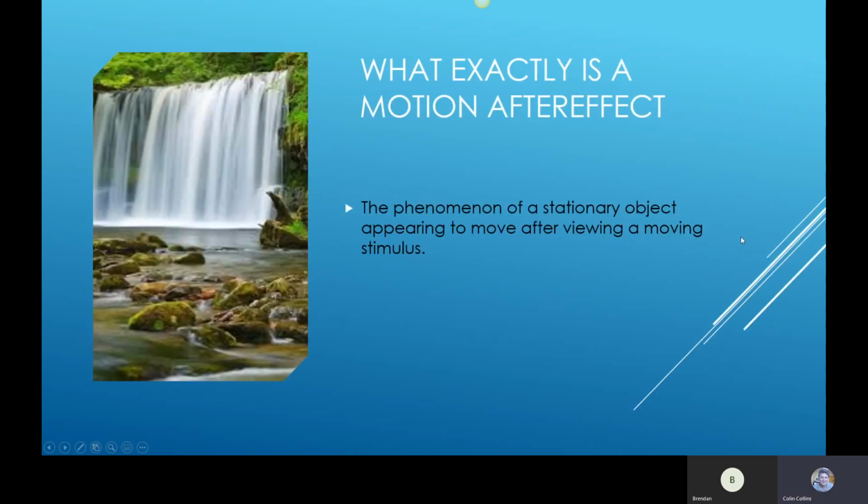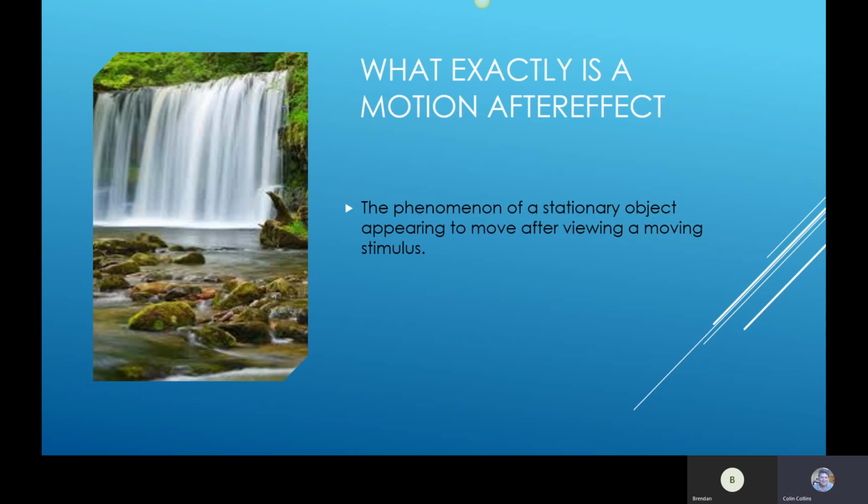So, a motion after effect is the phenomenon of a stationary object appearing to move after viewing a moving stimulus. A common example of this is the waterfall illusion, where after staring at a waterfall for a while and then looking off to the side to look at a stationary rock, that rock will appear to float upward opposite of the water from the waterfall.